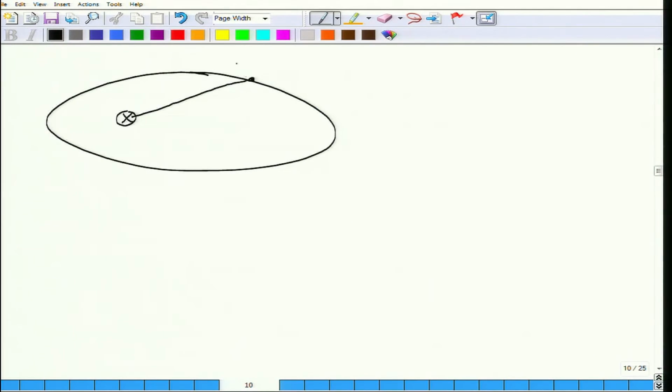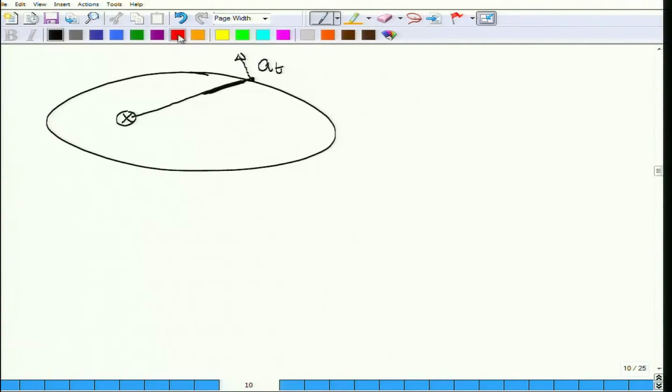Tangential acceleration means acceleration perpendicular to the radius. Okay, keep this in mind. This is a tangential. It's not along the orbit, it's perpendicular to the orbit. So this acceleration is 0, and therefore the only acceleration this planet has, I'll show it in red, is going to be in the direction towards the sun, towards the radius. So this immediately shows that the force between the sun and planet is towards the sun.